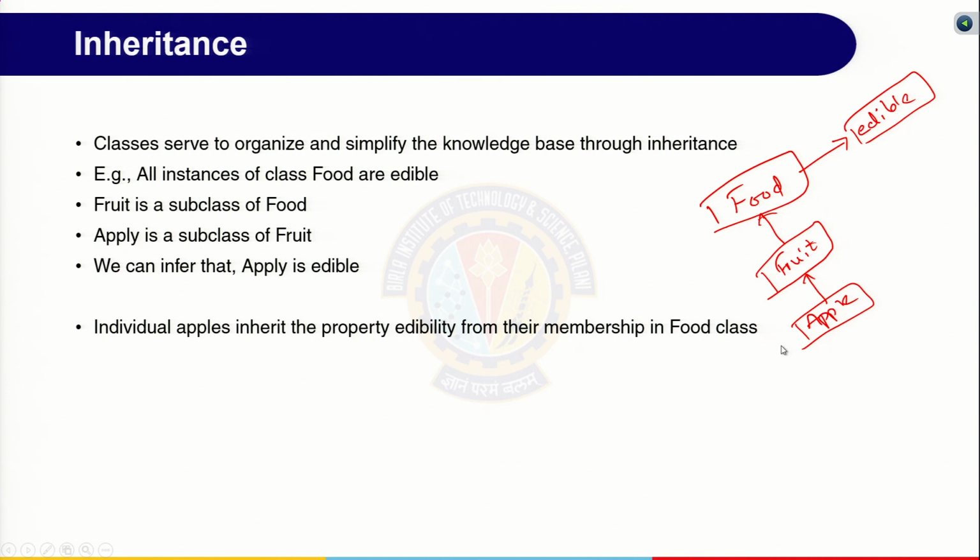So using the inheritance property, I can say that this property, which is of class food, can be inherited by its child, which is apple. This apple is in fact an instance of this particular class. So I can say, using the class inheritance property, that apple is edible from this example. This is one of the very important properties that we can get from this particular representation of classes. Individual apples inherit the property edibility from the membership in food class.